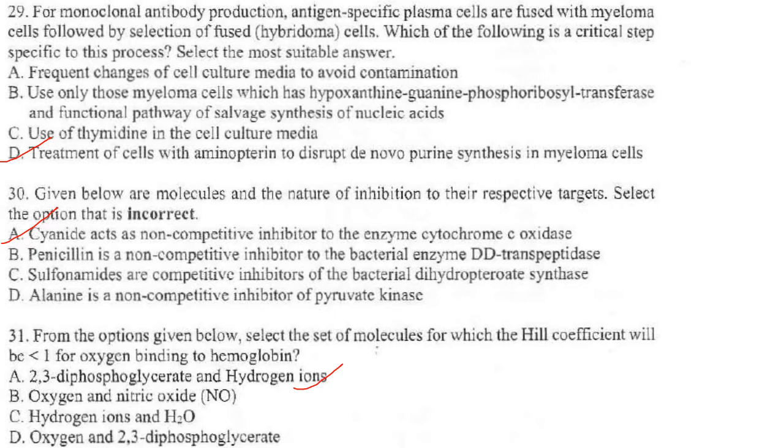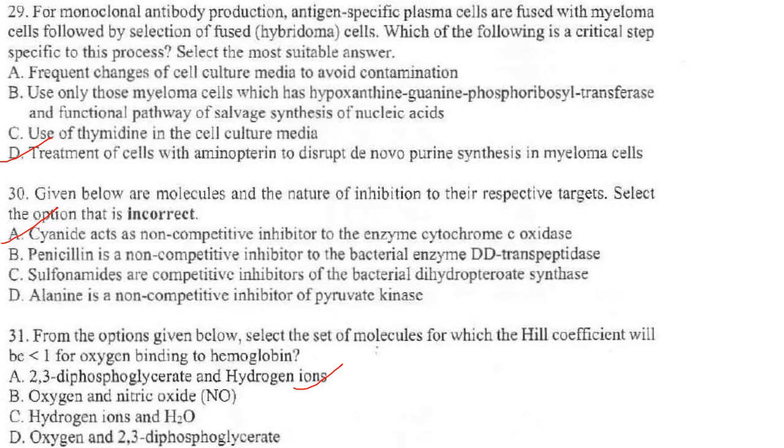So now we have to select the suitable answer. Frequent changes of cell culture media to avoid contamination. No. Then use only those myeloma cells which have hypoxanthine guanine phosphoribosyl transferase, that is HGPRT, and functional pathway of salvage synthesis of nucleic acids, because myeloma cells lack HGPRT. Then use of thymidine in the cell culture medium. We have to use exogenous hypoxanthine and thymidine. Then treatment of cells with aminopterin to disrupt de novo purine synthesis in myeloma cells. Yes, that is correct.